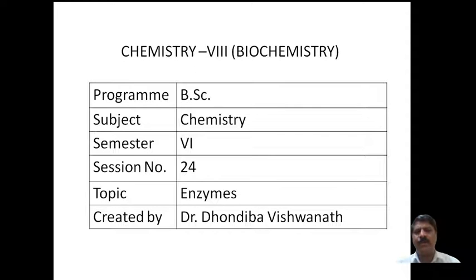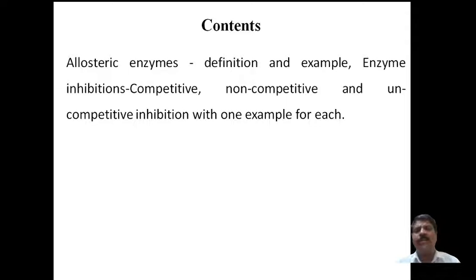Today I am going to discuss the 24th session of Biochemistry, Chemistry Paper 8, which belongs to Enzymes of the 6th semester BSc. In this session, I am going to discuss allosteric enzymes, their definition and examples. Then enzyme inhibitions: competitive, non-competitive and uncompetitive inhibitions, with one example for each. I will discuss them one by one in this session.